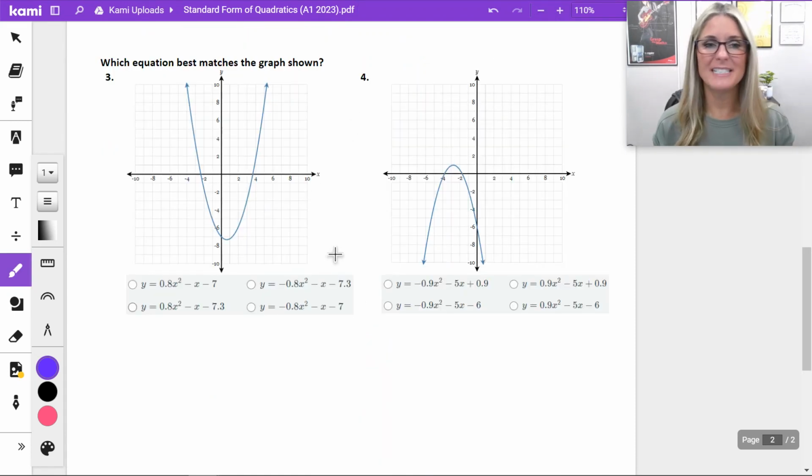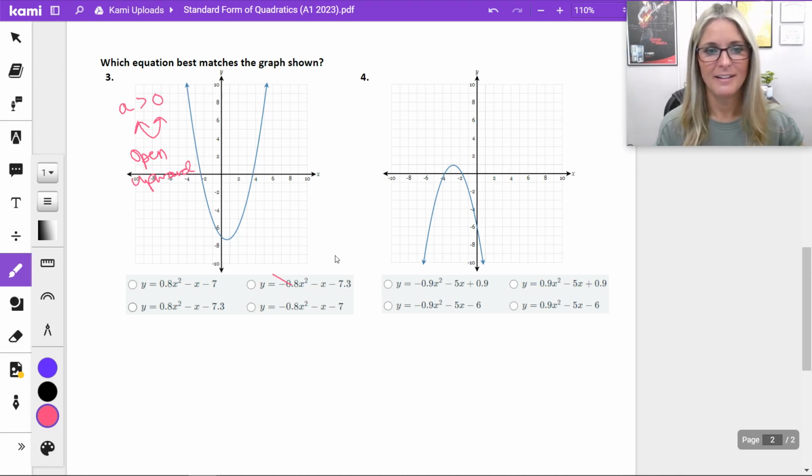The last couple of examples are multiple choice from Delta Math. Number 3, we're looking for the equation that best matches the graph shown. I know this is a smiling, opening upward parabola. So I know that my A value has got to be positive. So let's look here. Looks like these left ones are out because they are negatives. Those would both create a negative frowny face parabola. So A and B is what we'll call them over here.